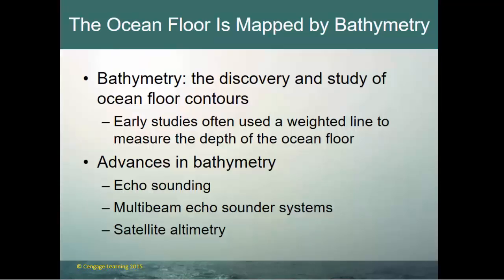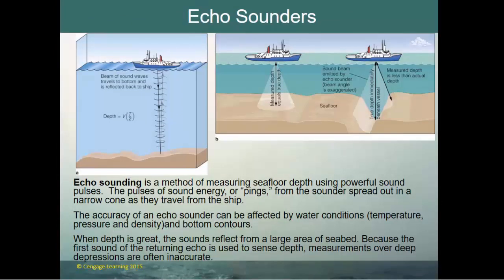One of the things that we learn in Chapter 4 is that we know a tremendous amount about the ocean basins by the mapping of ocean basins. The mapping of ocean basins is the scientific pursuit called bathymetry. Bathymetry is the discovery and the study of ocean floor contours. Early studies often used just a weighted line, and they would just measure the depth to the ocean floor. Big advances came with echo sounding, and then multi-beam echo sounders, and of course finally with satellite altimetry.